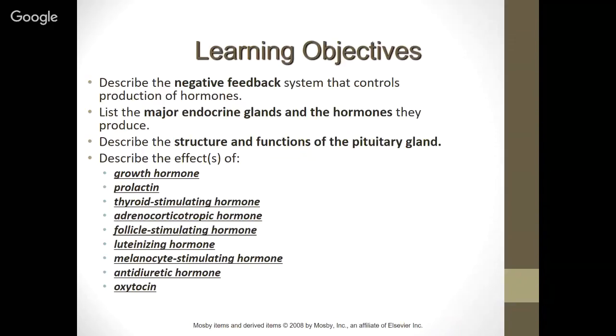of the pituitary gland with the effects of these hormones that live in the pituitary gland: the growth hormone, prolactin, thyroid-stimulating hormone, adrenal corticotropic hormone, follicle-stimulating hormone, or FSH, luteinizing hormone, or LH, melanocyte-stimulating hormone, antidiuretic hormone, and oxytocin.